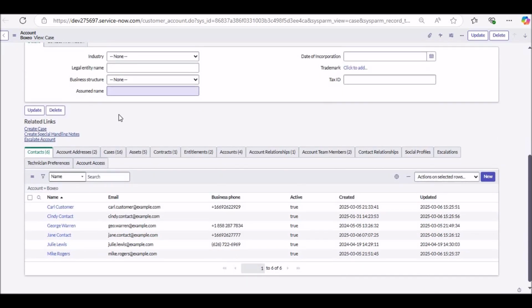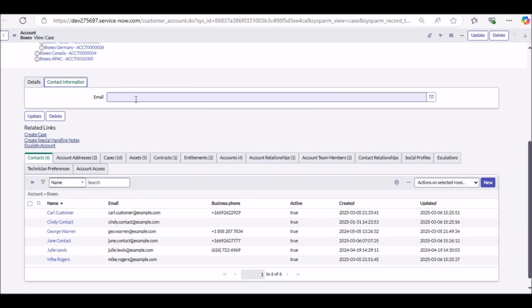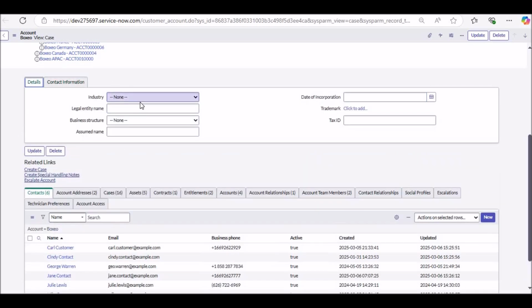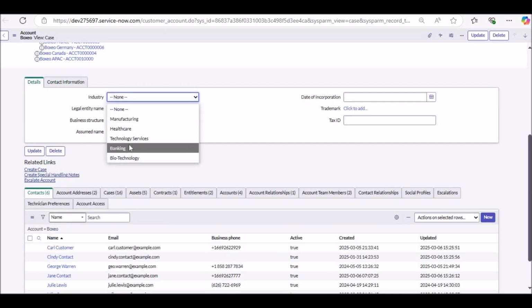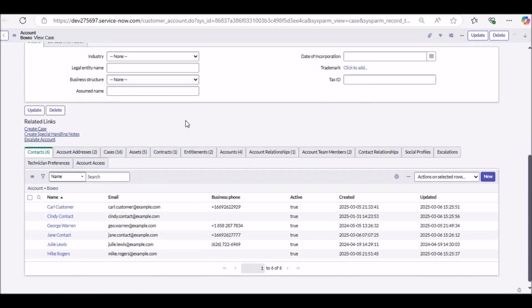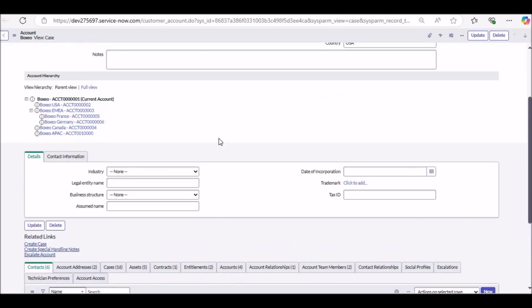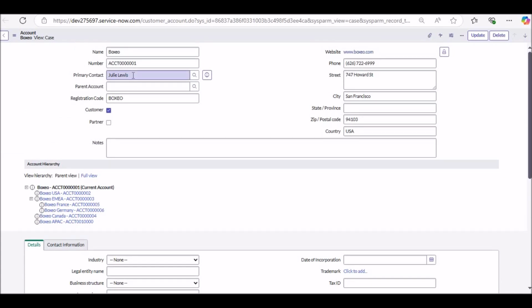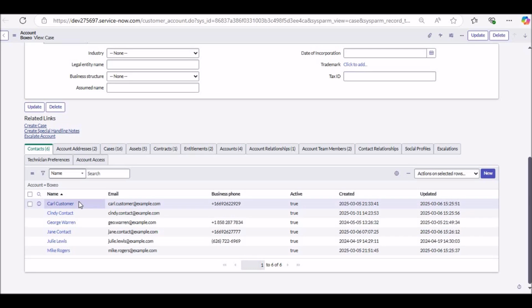Now if we go to further details, if this particular Boxio account has any account-level email ID, that can be mentioned here. Any further details, like which industry this is related to, can also be maintained here. Date of incorporation, any trademark, any other account-level details can be marked here. This account has one primary contact, Julie Lewis, and there are multiple other contacts also mentioned here. All these contacts can reach out to the service provider for any product-related issues.